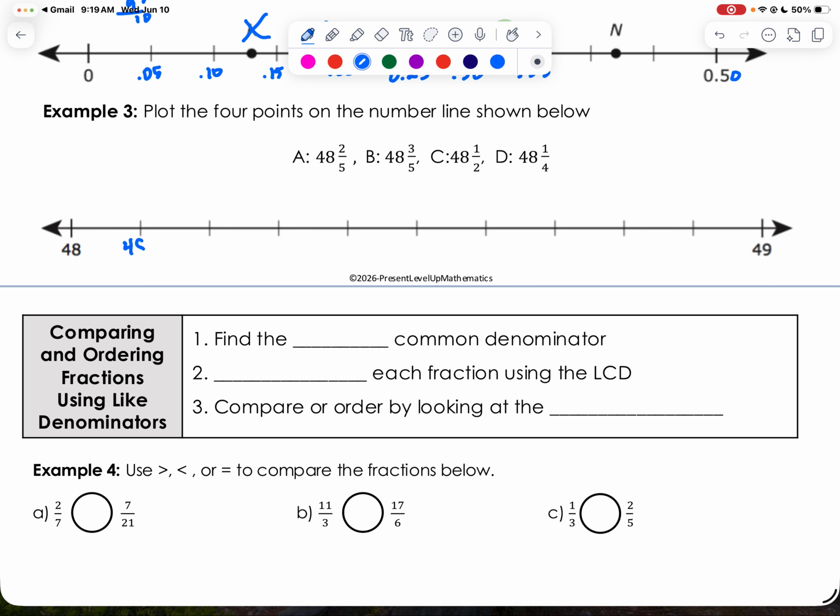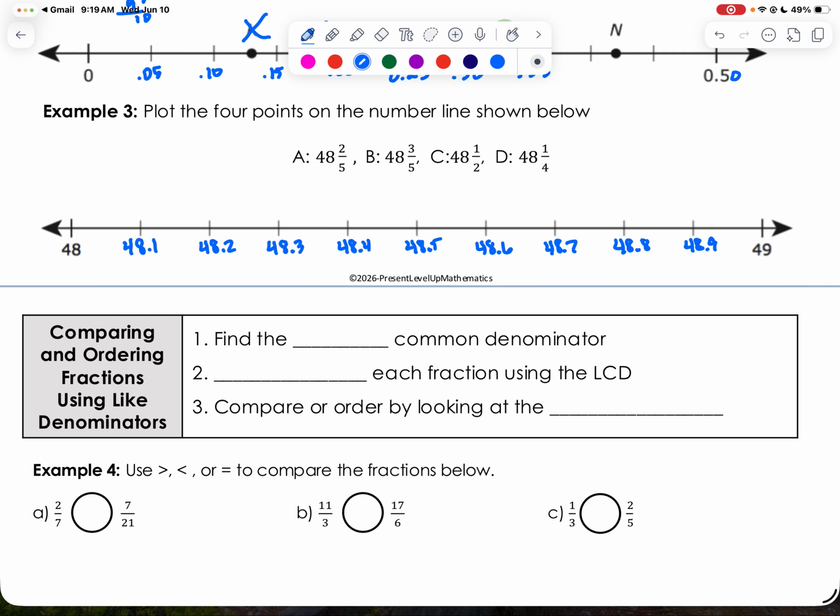This would be 48.1, 48.2, 48.3, 48.4, 48.5, 48.6, 48.7, 48.8, 48.9. All right, now that I have my number line labeled, I want to take these fractions and turn them into decimals.